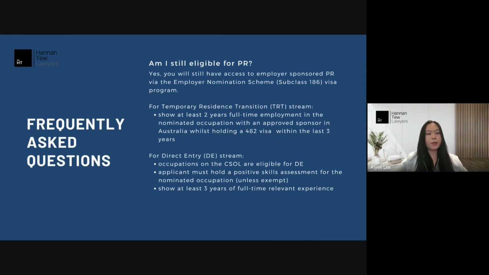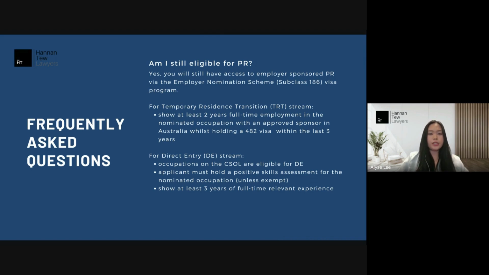So for the temporary resident transition, TRT stream, they will need to show that they have at least 2 years of full-time employment in their nominated occupation with an approved sponsor in Australia while holding a 482 visa. And this can be within the last 3 years.